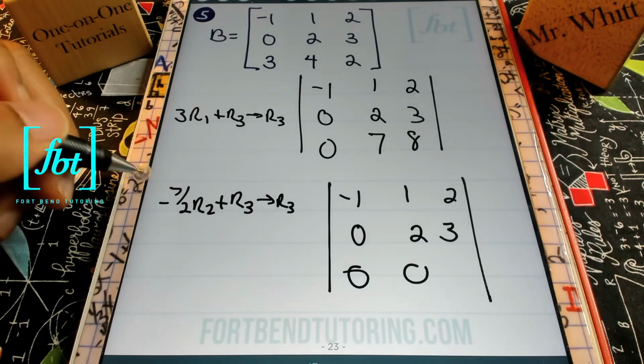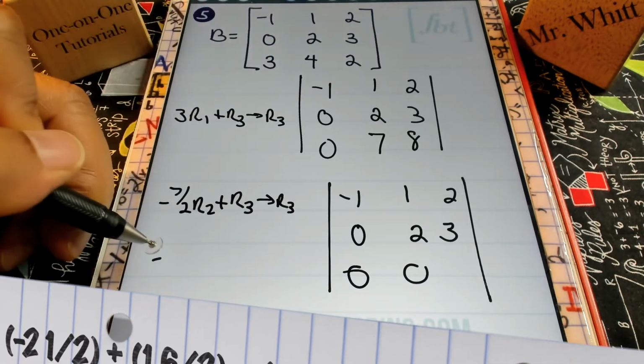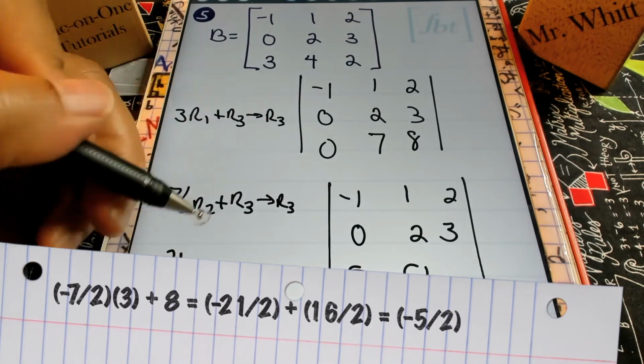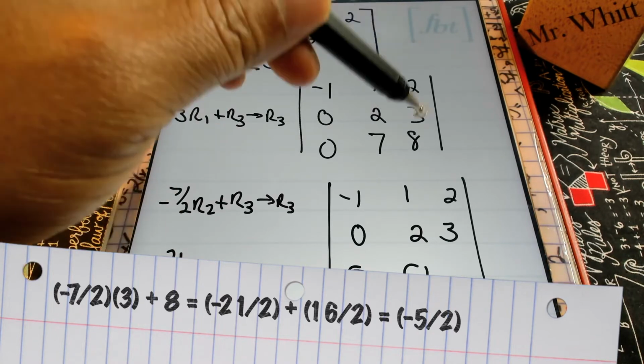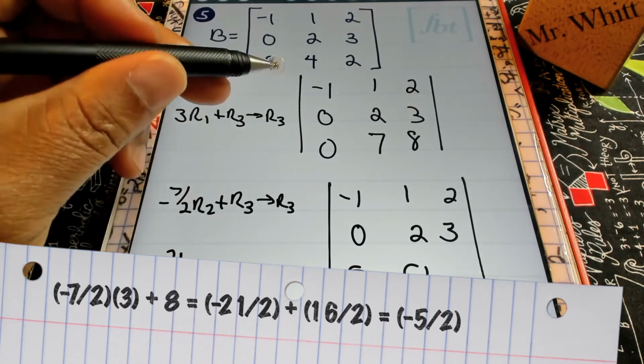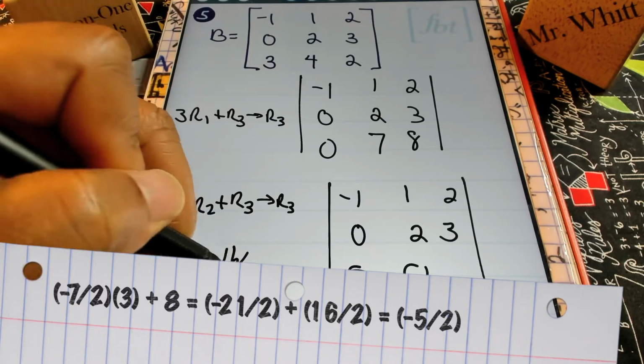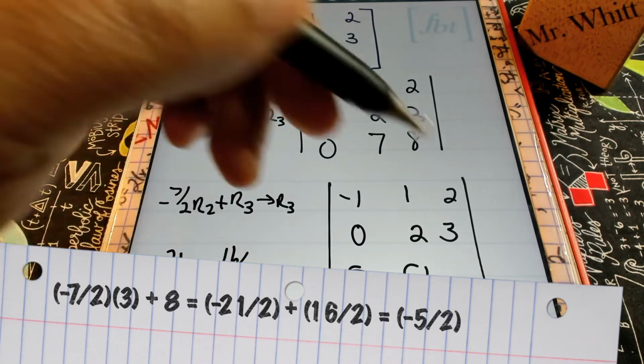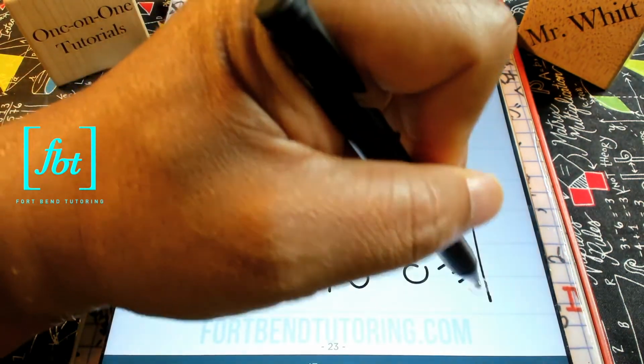Finally, we'll have -7 halves times 3. That gives you -21 halves. You'll be adding that to the element in row 3, which is 8. So let's write 8 as 16 halves. Once we combine that, you'll end up with -5 halves right here.